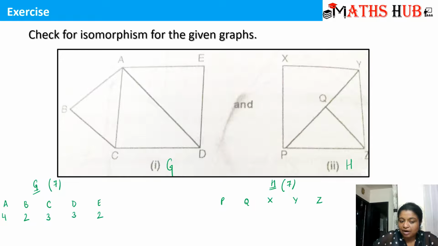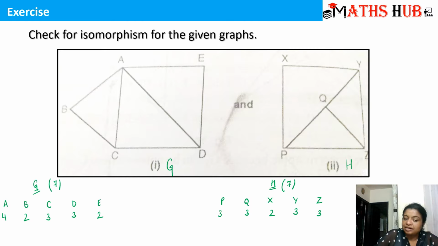Now let's talk about graph H. P has degree 3, Q has degree 3, X has degree 2, Y has degree 3, Z has degree 3. So can these two graphs be isomorphic? You can see that the degrees are different, right?